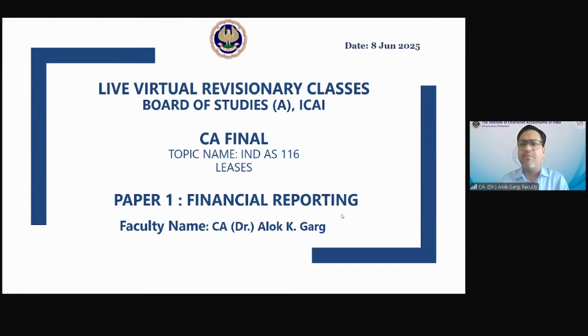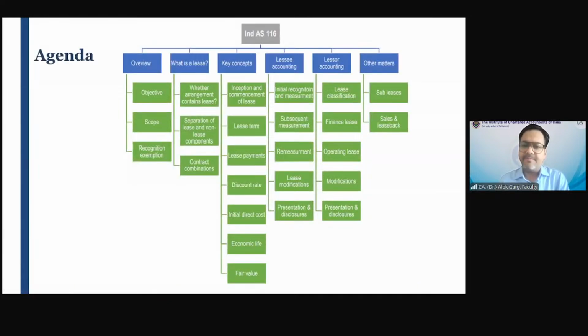Okay, so let's move further. Friends, what is covered by this standard? This standard covers the lease definition, what is the meaning of identified asset, and what is meant by right to control the use of an asset. We will discuss these terms. This standard talks about the lease term, lease payments, the discount rate, and initial direct cost.